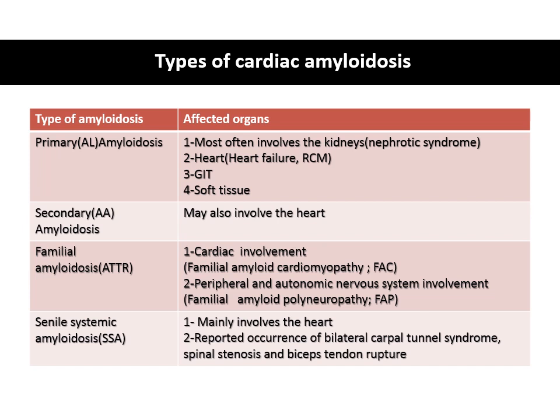Familial amyloidosis has cardiac involvement and it is called familial amyloid cardiomyopathy, as well as peripheral and autonomic nervous system involvement, and it is called familial amyloid polyneuropathy. And in senile systemic amyloidosis, it involves mainly the heart, with reported cases of bilateral carpal tunnel syndrome, spinal stenosis, and biceps tendon rupture.